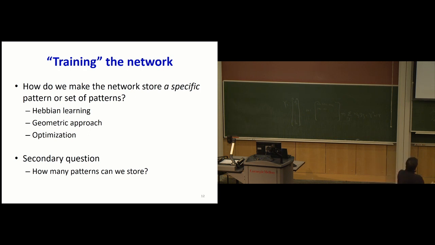So now, there are different ways of training this network. And we saw Hebbian learning in the last class. But I can identify three different approaches: Hebbian learning, something based on principles of geometry, and optimization. And so this is the first question: how do we train the network? And the second question is, how many patterns can we store?